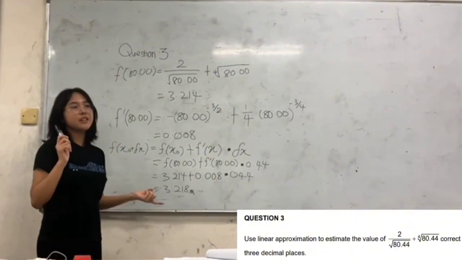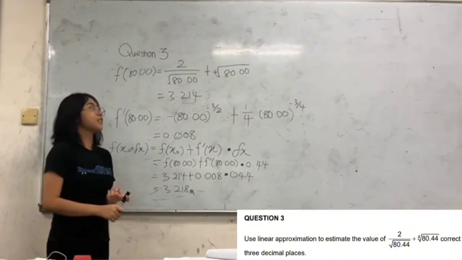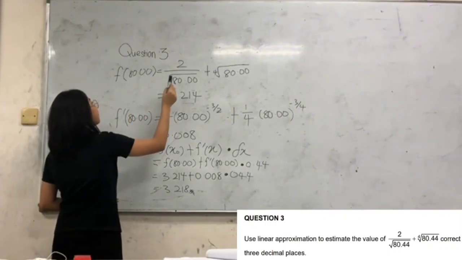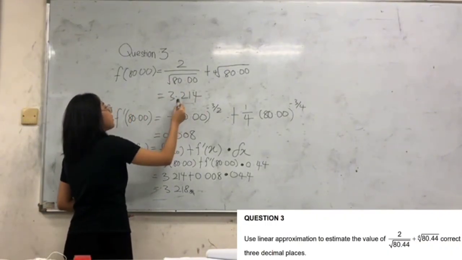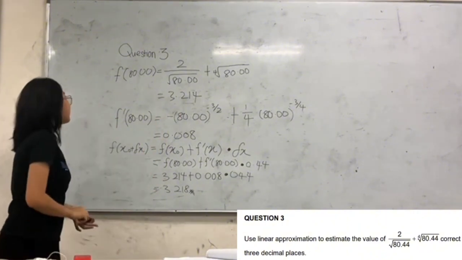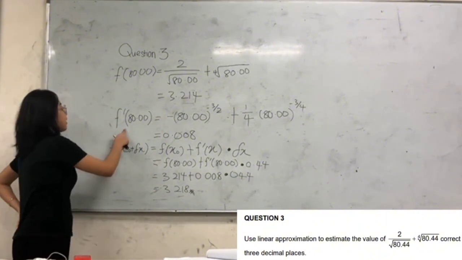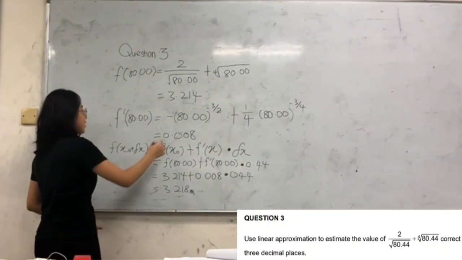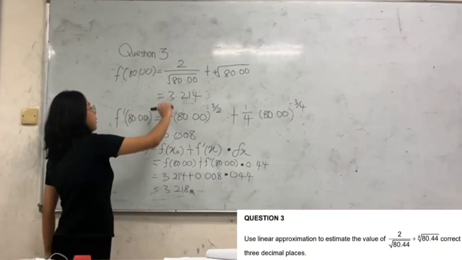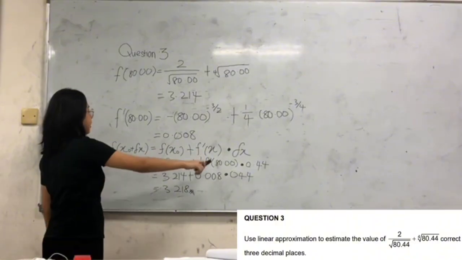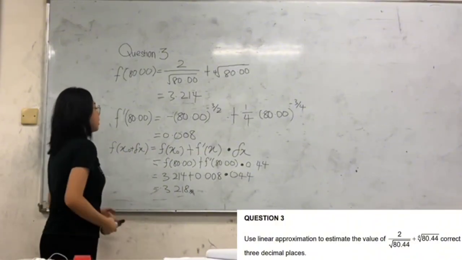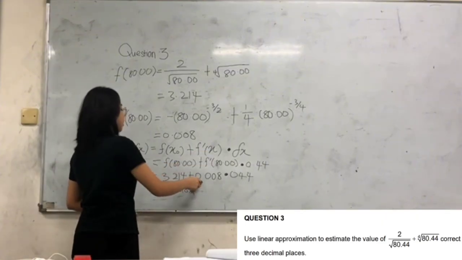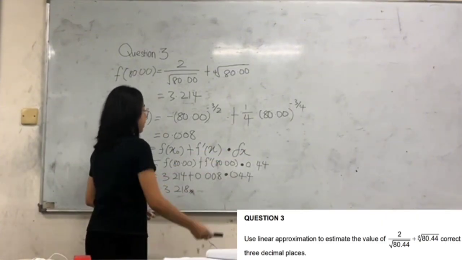After we find value of x naught and also change in x, we sub in value of x naught into the function. So after we sub in the value of x naught, answer 3.214. And then we go sub in the x naught into the first derivative function. So we sub in the x naught into the equation, we got 0.008. So after we found all of this answer, we apply this formula, sub in the answer into this formula. For f x naught, we sub in 3.214. For f prime x, sub in 0.008. And for change of x, sub in 0.44.